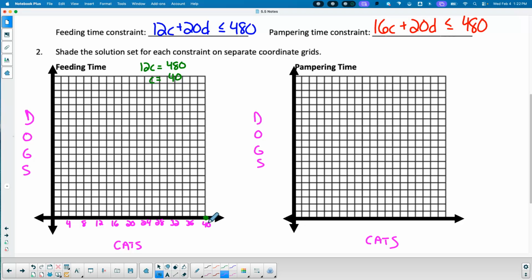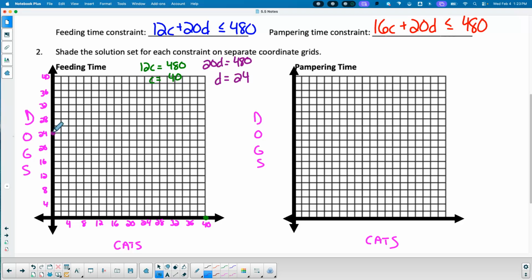Okay. Then to keep it the same, we'll go by twos on the vertical. If I'm going by intercept method, then 20D would equal 48. So D would be how much? How many dogs could she take care of? 24 without any? Yep, 24. So that would be right there.